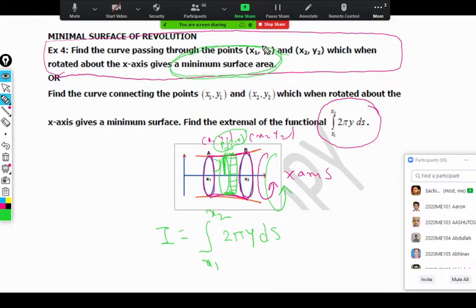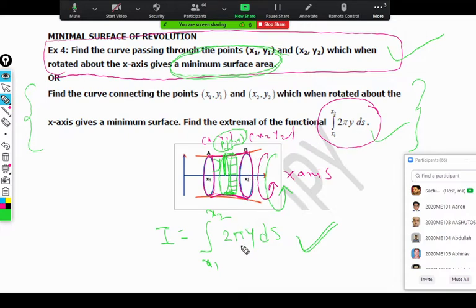Our aim is to just minimize the integral from x1 to x2 of 2 pi y ds. This is ultimately our question. Even if the question is asked in the first form, you should be able to write this equation, and if the question is asked in the second form, then there is no problem because this integral is already provided to you. So that is about the question.